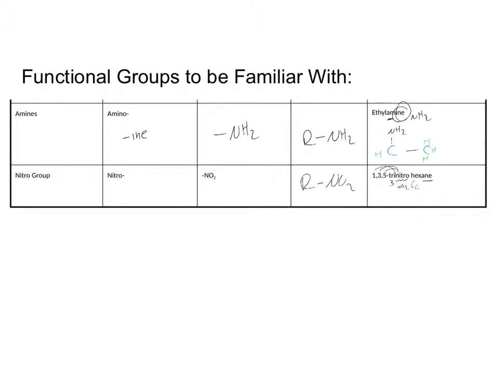So if I was to draw this structure, carbon, carbon, carbon, carbon, carbon, carbon, 6 carbons, I'm going to single bond them together. Then I'm going to number my chain, 1, 2, 3, 4, 5, 6. On the first one, I'm going to put in NO2. On the third one, I'm going to put in NO2. And on the fifth one, I'm going to put in NO2. Then I'm going to go back and add my hydrogens.